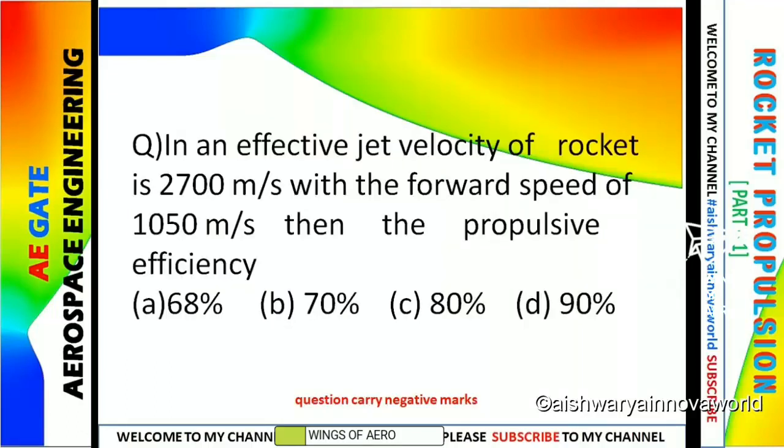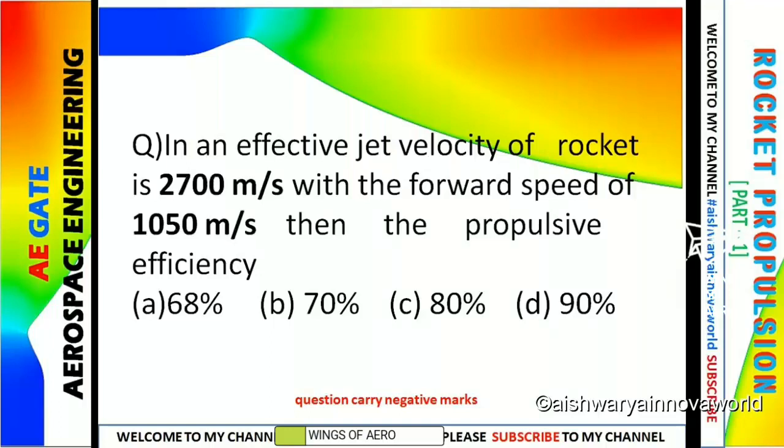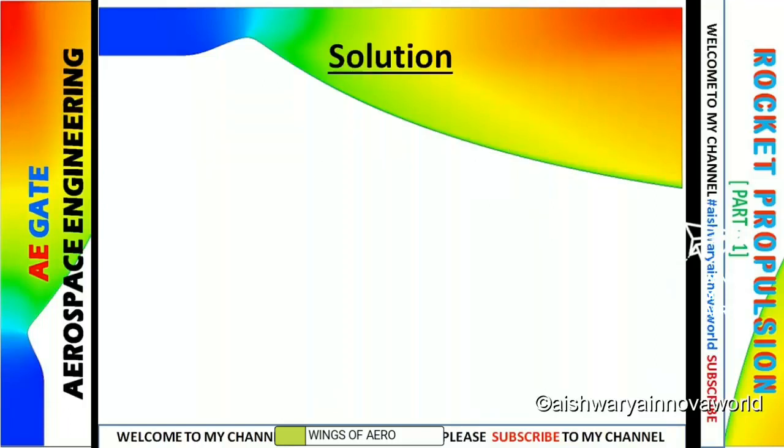And let's come to the last question of this section, part 1. The effective jet velocity of a rocket is 2700 meter per second with a forward speed of 1550 meter per second. Then the propulsive efficiency? Here in this problem they have given options, so obviously it carries negative marking. Let's see what things are given. See, the effective jet velocity has been given, that is V, and the forward speed, that is U, has been given.